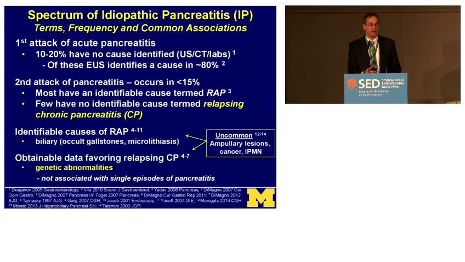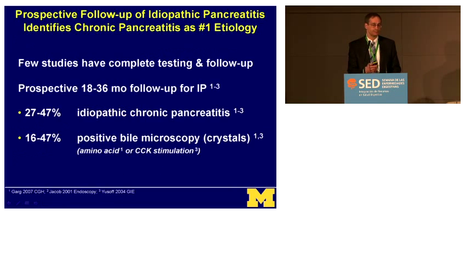A common identifiable cause of recurrent acute pancreatitis is a biliary source. Data that favors relapsing chronic pancreatitis are genetic abnormalities. Now, this is an important point, and we're going to come back to this again. It is uncommon that investigators prospectively follow and test patients with idiopathic pancreatitis. 3 studies have done so, and the pooled data from these studies indicates that over 50% of patients will have an identifiable cause, primarily idiopathic chronic pancreatitis or a biliary source.